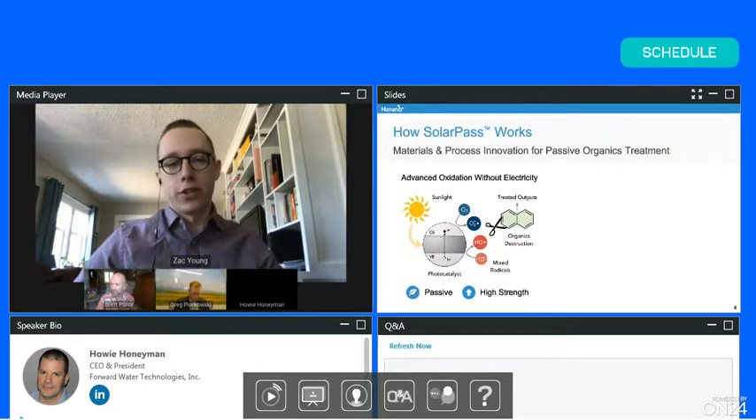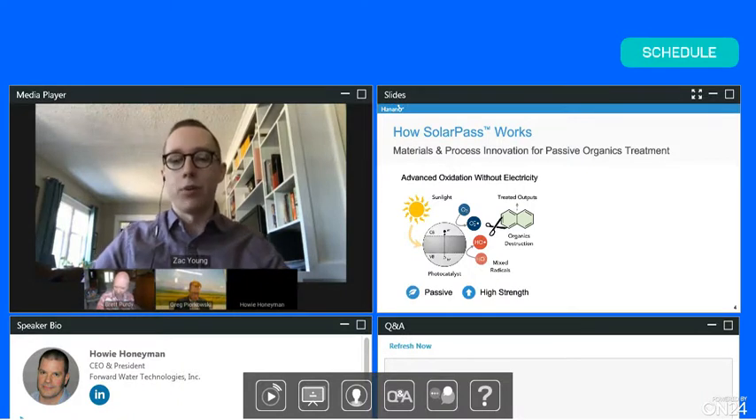So a brief introduction slide here on how Solar Pass works. We're perhaps less familiar with advanced oxidation and photocatalysis. The way that our technology operates is we deploy a proprietary material into water. That material uses sunlight as its energy source, sort of the same way as you'd see with a solar cell, but instead of an electrical process, we're generating chemicals in situ. Those chemicals are made out of the water itself and go on to treat and degrade contaminants that we're looking to destroy.